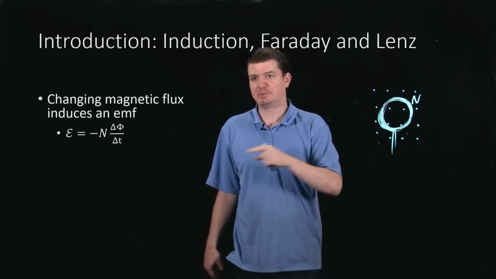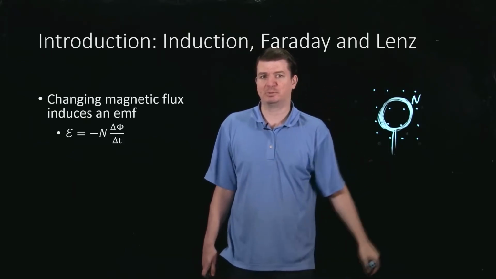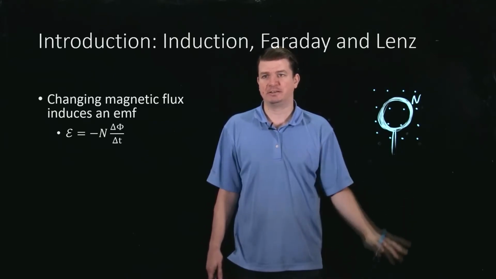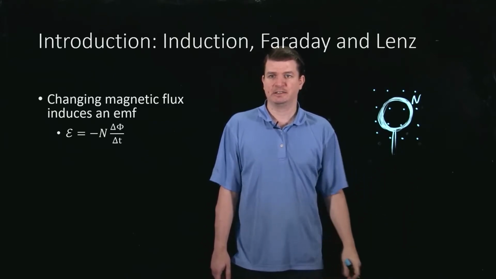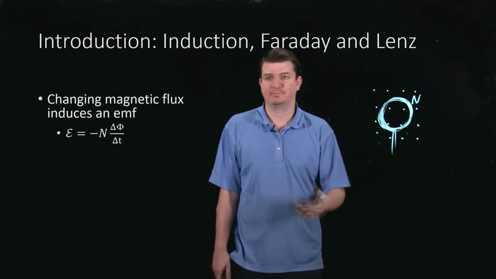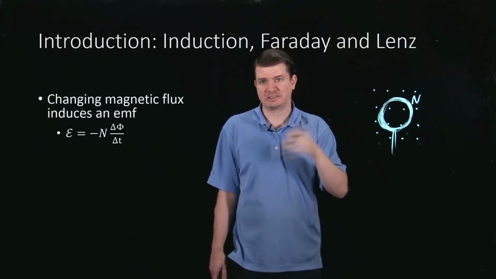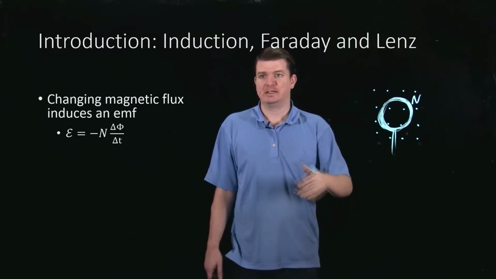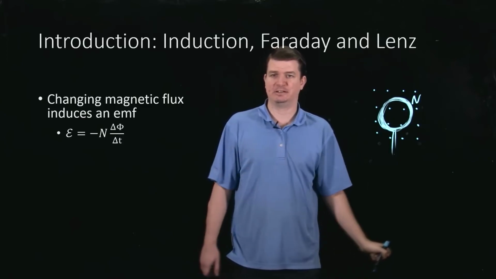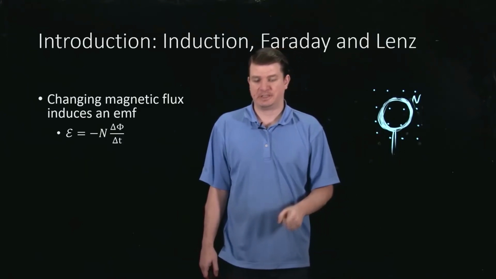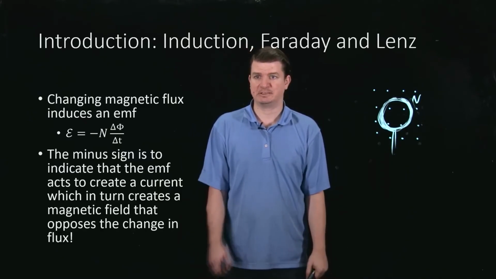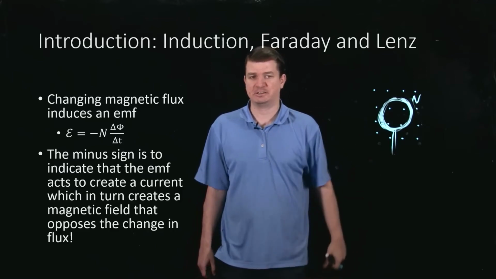Lenz's law tells me that there's a minus sign, and that minus sign is very, very important. The minus sign tells me something fundamental about the universe. We know that everything in the universe tends towards the lowest energy state. Another cool feature of the universe is that it really doesn't like change in general. Just like Newton's laws tell us that objects like to keep doing whatever they're doing unless there's a force, the universe doesn't like changes in magnetic flux either. And that's what the minus sign is telling us: in order to create this EMF, I need to set up a field which counters the change. So it's going to oppose the change in the flux.